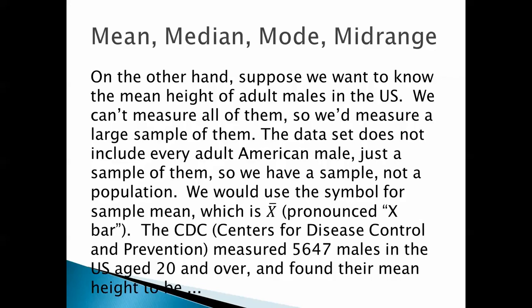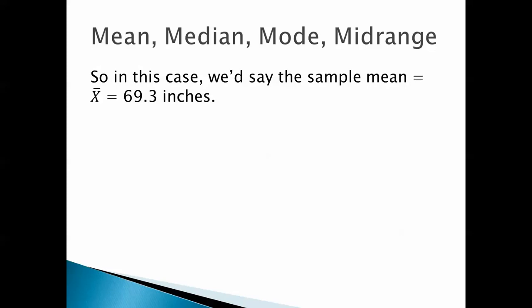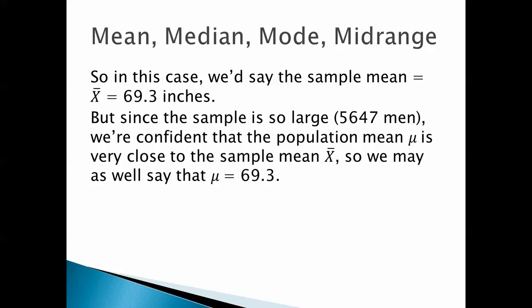Okay, the CDC, Centers for Disease Control and Prevention, measured 5,647 males in the U.S. aged 20 and over and found their mean height to be, care to guess what the mean height of an American male is? It's 69.3 inches. So in this case, we'd say the sample mean x bar is 69.3 inches. But since the sample's so large, 5,647 men, we're confident that the population mean mu is very close to the sample mean x bar, so we may as well say that mu is 69.3. Now, really, we can't be certain that mu is 69.3. We can be certain that x bar is 69.3, but because the sample's so large, mu is probably pretty close to 69.3.